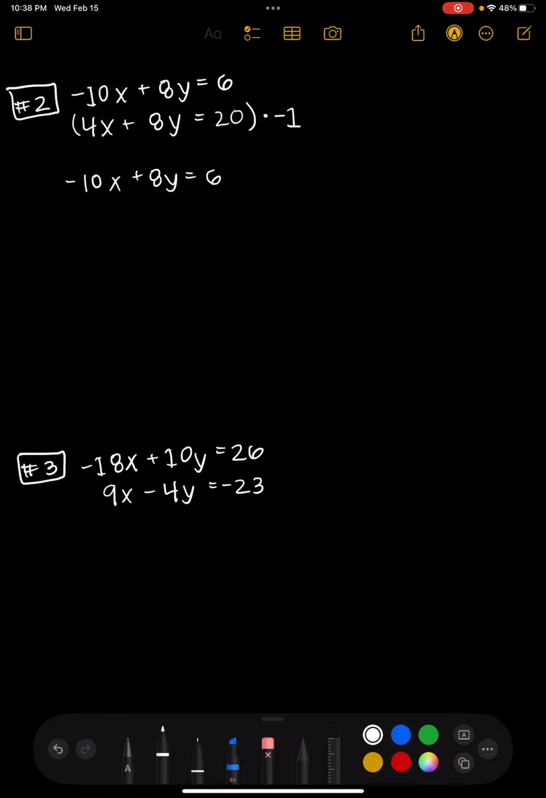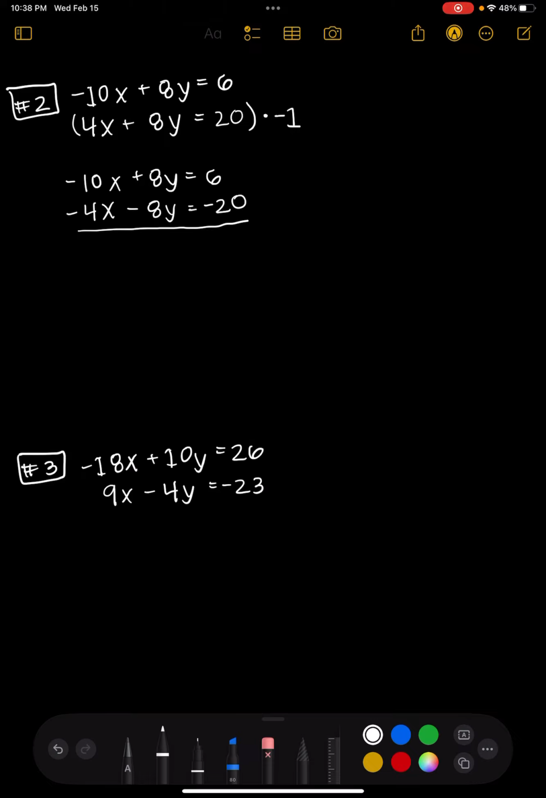So I'm going to do 4x times negative 1, which gives me negative 4x. 8y times negative 1, which gives me negative 8y. And then 20 times negative 1, which gives me negative 20. Now I should be able to add these together and the y's will cancel out. So let's start with the x's though, because they come first.